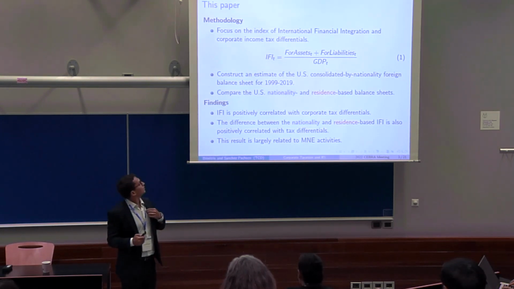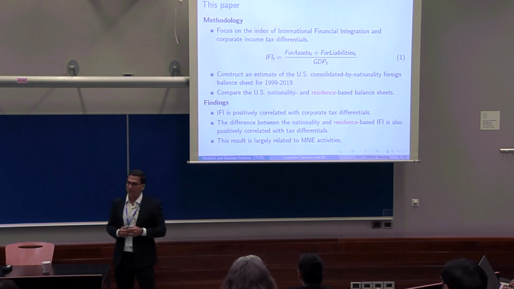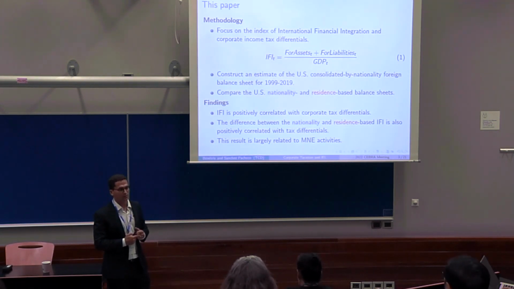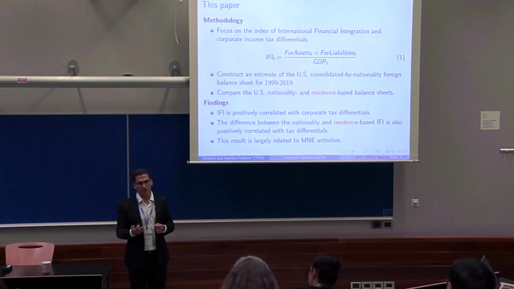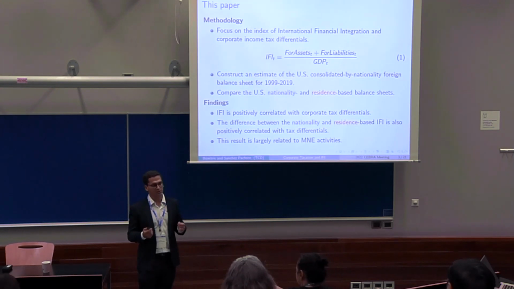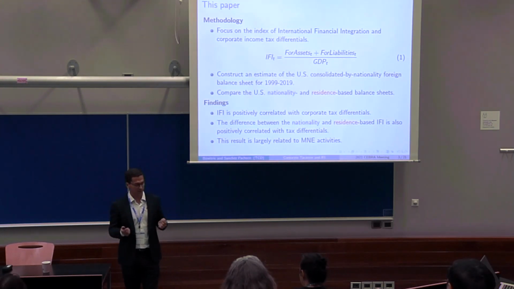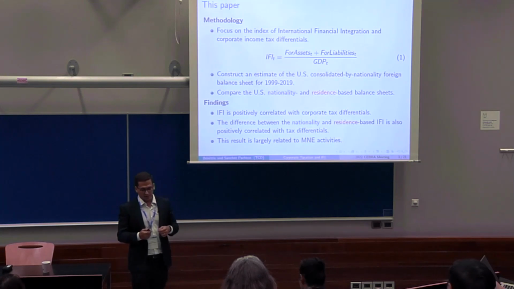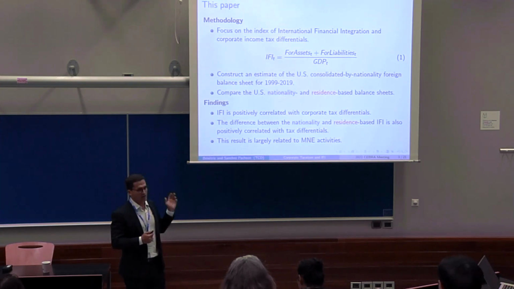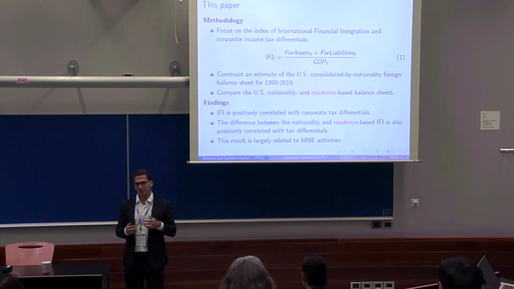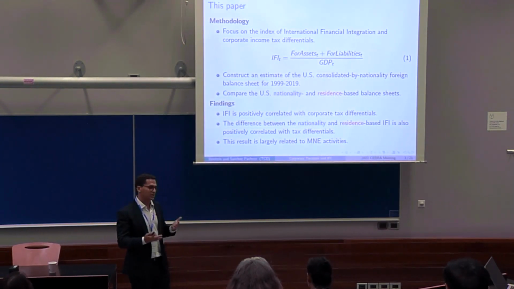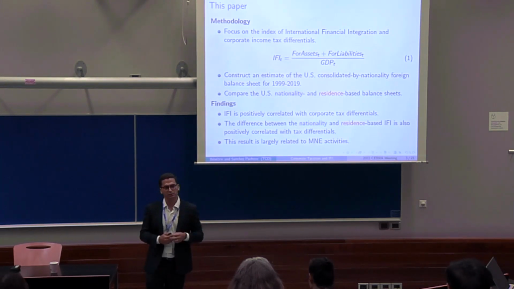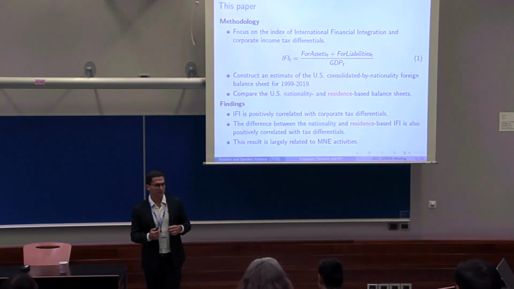Okay. So we focus on the Index of International Financial Integration of Lane and Milesi-Ferretti, and on the corporate income tax differential, defined as the difference between the US corporate income tax rate and the weighted average of the tax rate of multiple countries. The Index of International Financial Integration, or IFI, is given by the sum of a country's foreign assets and liabilities divided by GDP. So that gives us a sense of the relative size of a country's foreign balance sheet.